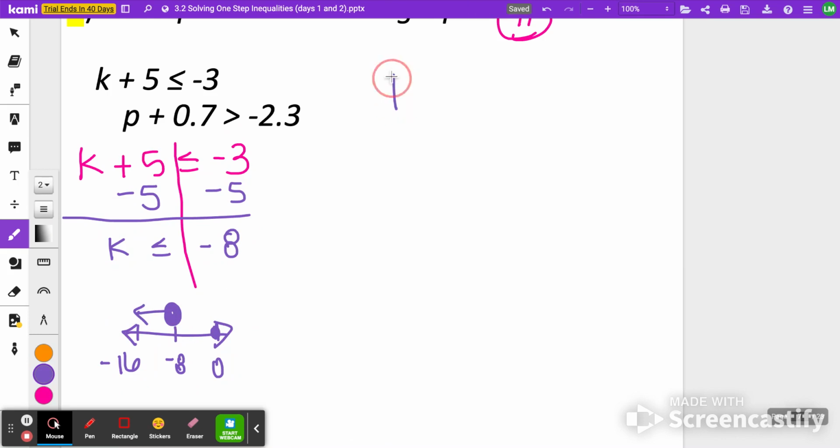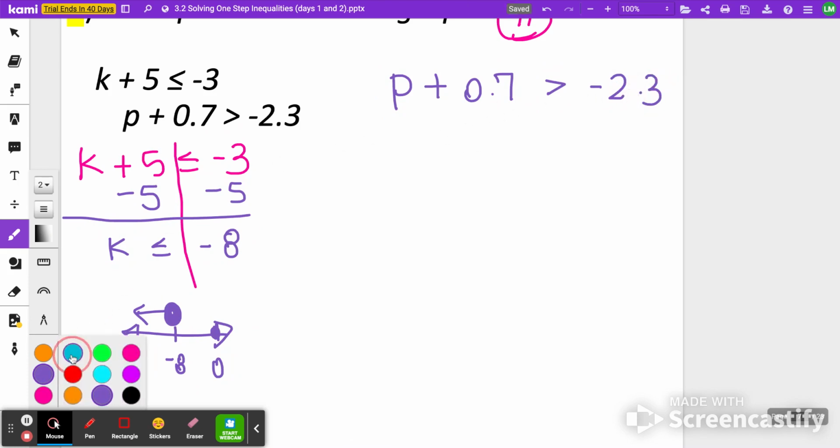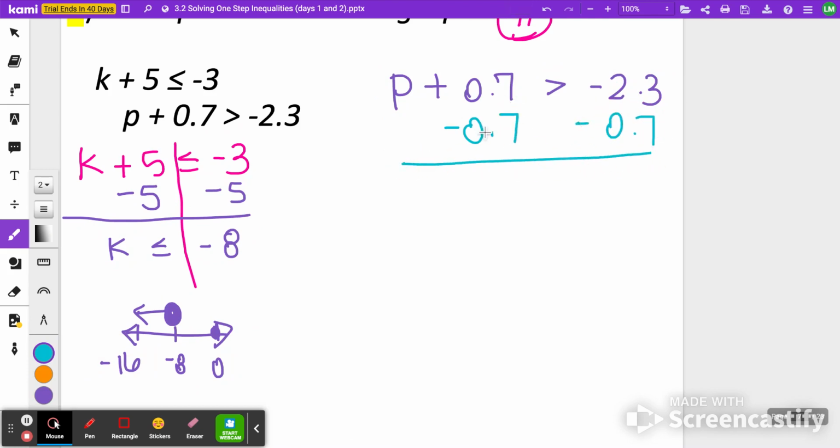My other example says p plus 0.7 is greater than -2.3. To solve this one, I am subtracting 0.7 from both sides. When I do that, it's like I'm adding -2.3 and -0.7 together. P is going to be greater than -3.0. To graph, p is greater than -3.